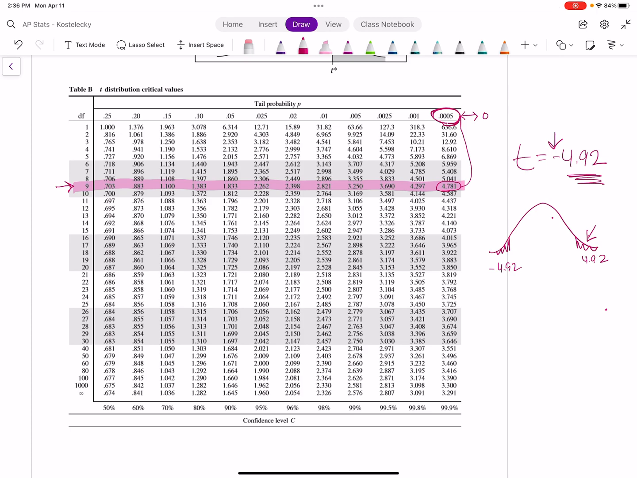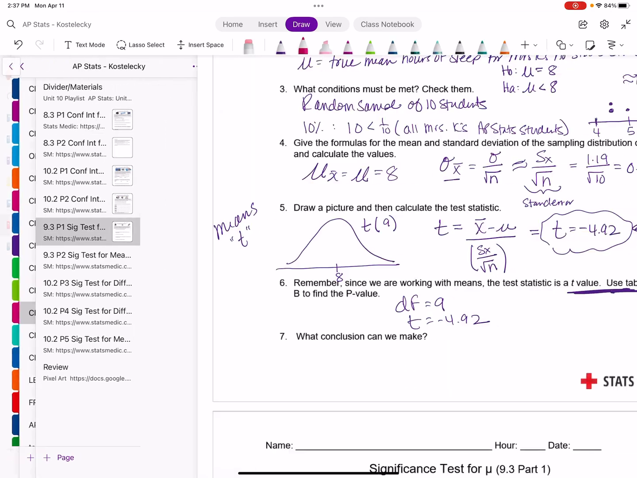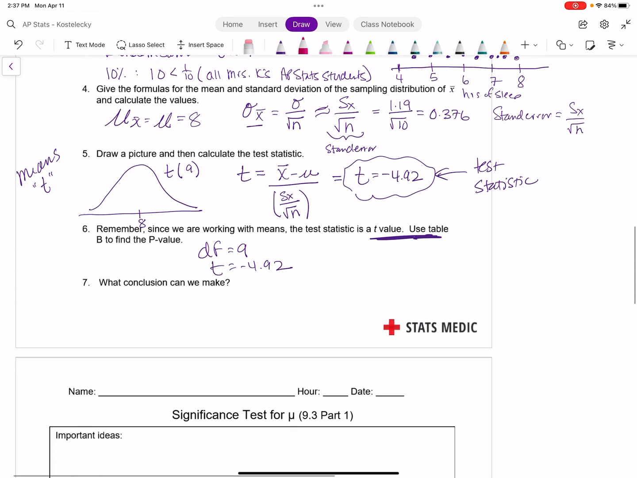So with technology, if I plug this into my calculator, my p-value would give me 0.0004, which is in between 0 and 0.0005. From the table, you can only find the two values that you're in between. I'm going to go back to where we were at here. So my p-value is equal to 0.0005 to 0. It's a range. Or on the calculator, it is equal to 0.0004.